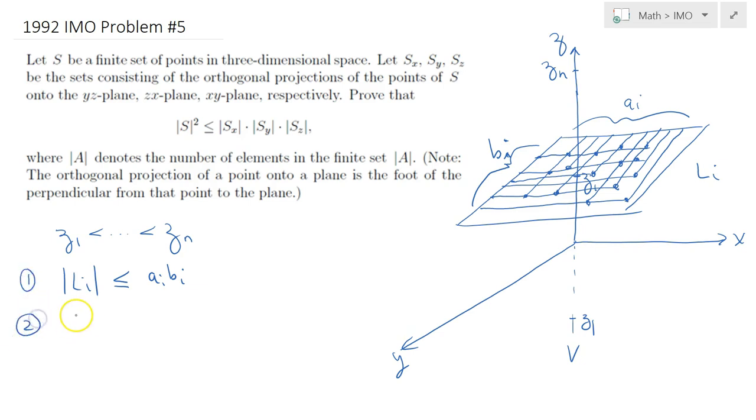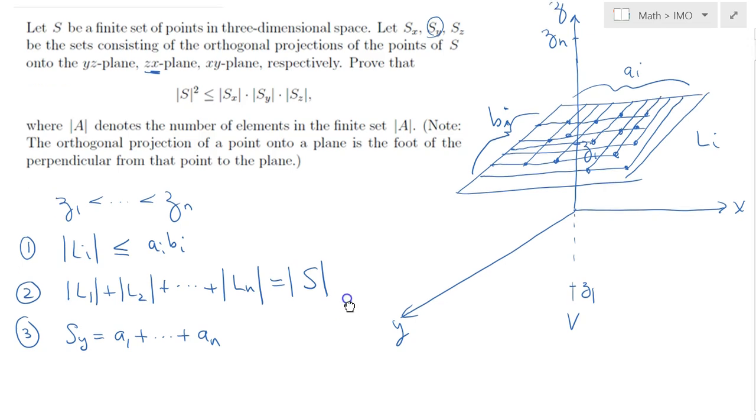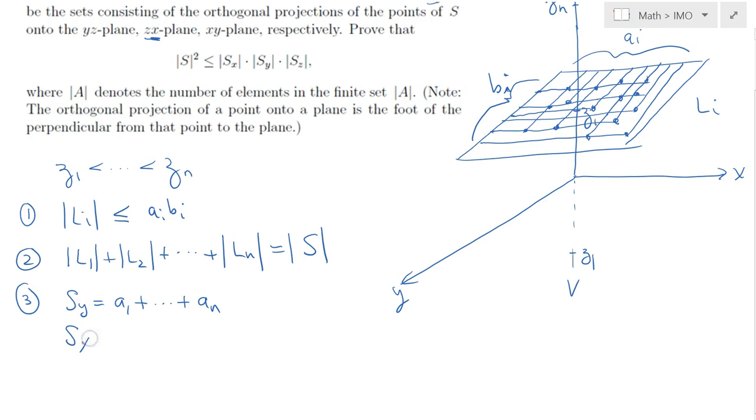Another observation is that we have in total n layers, right? The number of points in layer 1, the number of points in layer 2, and so on. All the layers are classified with respect to their z coordinates, and so this whole thing should give you all the count in the set S. In addition, the count of the x coordinates in each layer, if you add them up, we will get |S sub y|, right? So |S sub y| is simply the count of all the x coordinates in the given plane. And in a similar way, |S sub x| would simply be equal to b sub 1 plus up to b sub n.